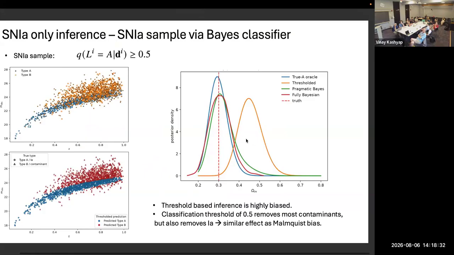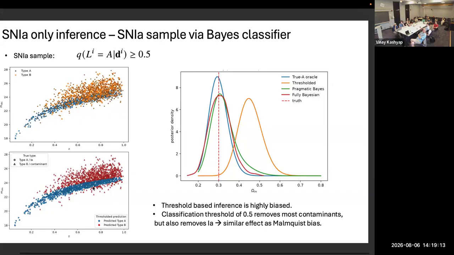And then the next part, which is quite interesting, something we actually found this week. People do just taking cuts, and what they mostly worry about is how many contaminants we still have after the cut. But what one actually should worry about is how many 1A we cut off, because what we do is basically introducing a similar effect to Malmquist bias, and you can see it on the left side here. So if you have these overlapping distributions, blue is 1A, the contaminants are in orange, and down here are color-coded based on the predicted types.